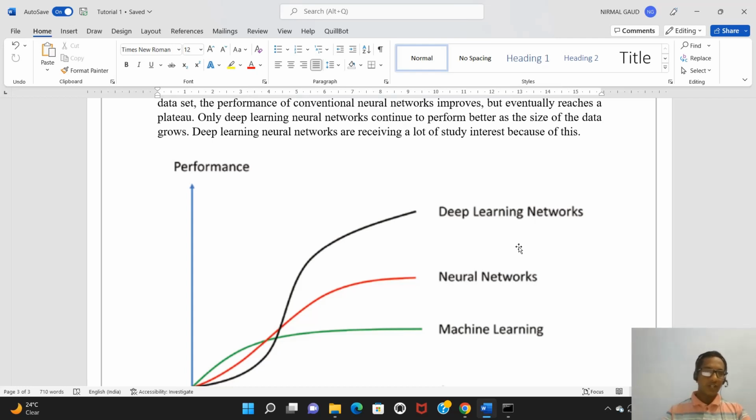So this is a general introduction to deep learning, and in the next tutorials we are going to study further deep learning topics. Thank you very much.